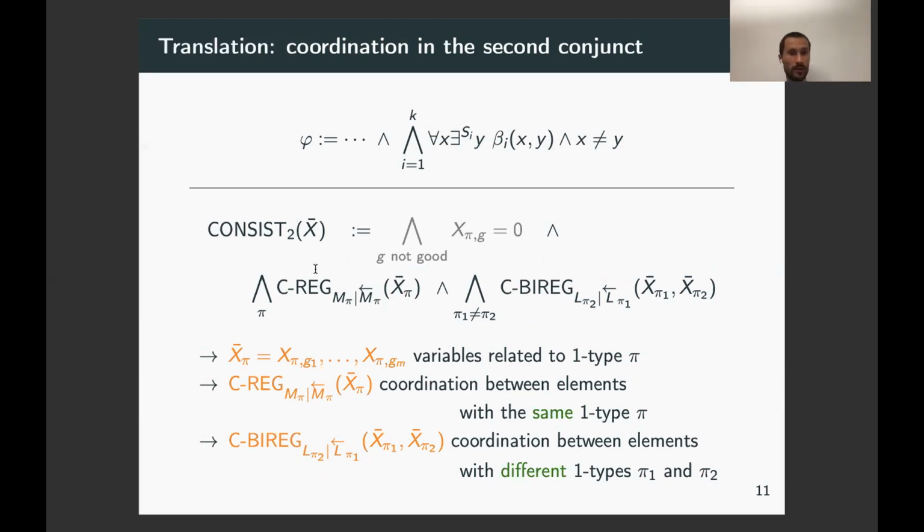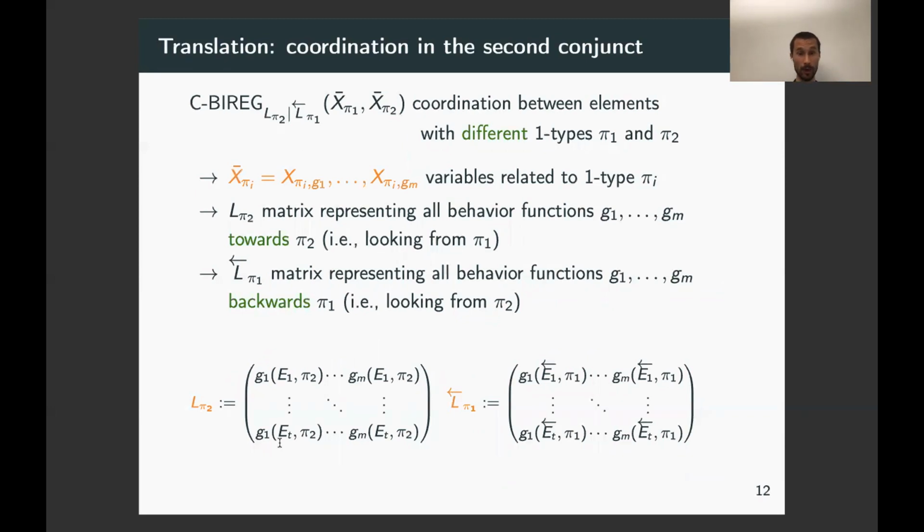And this is precisely what's going on here in the other component of consist2. We say, okay, we have two cases here. One is when we have a pair of 1-types which are the same, and this is one subformula, and the pairs which are different, this is another subformula. And how to deal with them? Okay, it's pretty much similar. So we consider only the case when we have two different 1-types. So basically we consider elements in our model which have one set of elements of one 1-type and one set of elements of another 1-type, which are different. Then consider all relevant variables here.